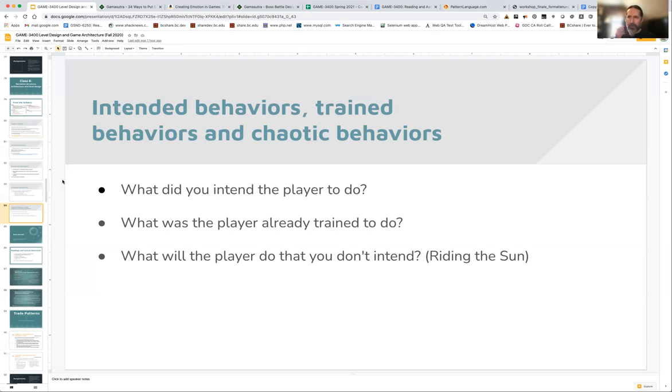And so if your target audience isn't hardcore gamers of the type of game that you're producing, you might want to consider, how would people try to react in this situation, and does my game support those behaviors? And then lastly, chaotic behaviors. That's what will the player do in your game that you didn't intend them to do?